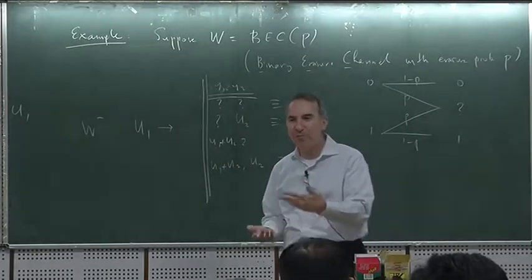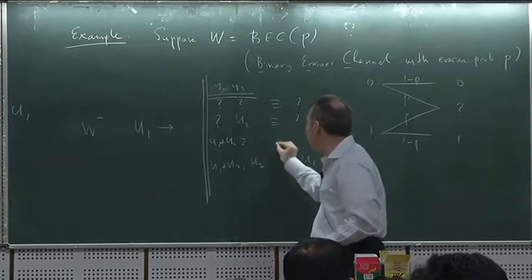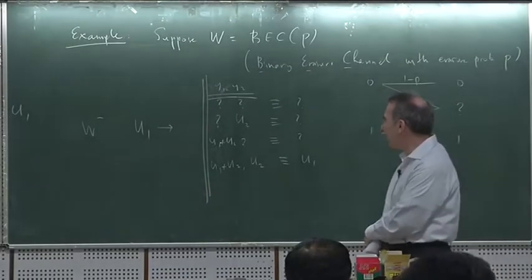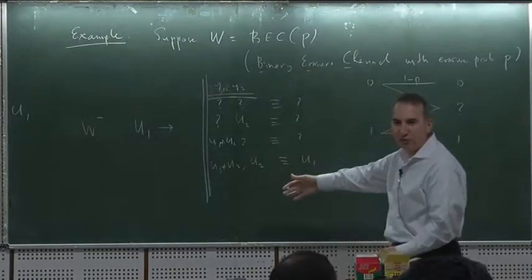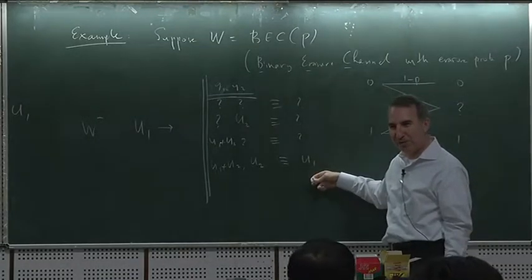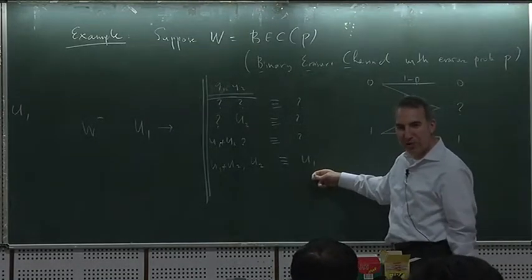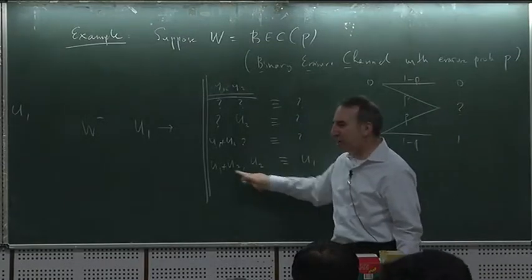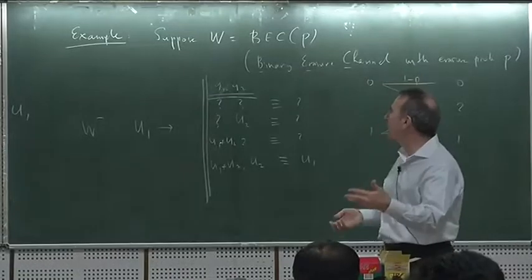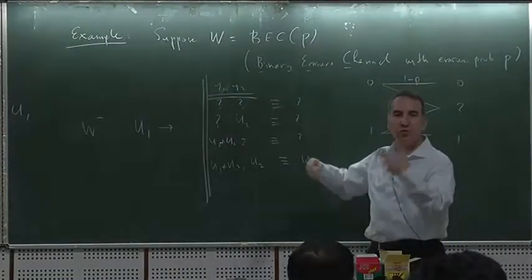It's a fair coin flip, no matter what the U1 is sent. So this also is equivalent to a question mark. Consequently, this W minus is also an erasure channel. You either get nothing, no value, or the U1 itself. What is the chance that you get the U1 itself? It is when both channels don't erase. So the unerasure probability is the unerasure probability of the true channel squared.